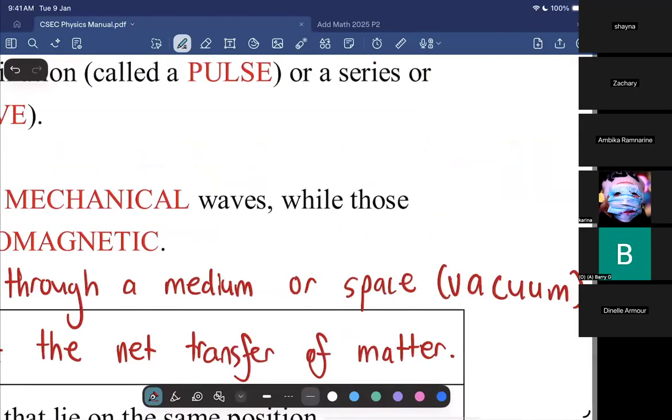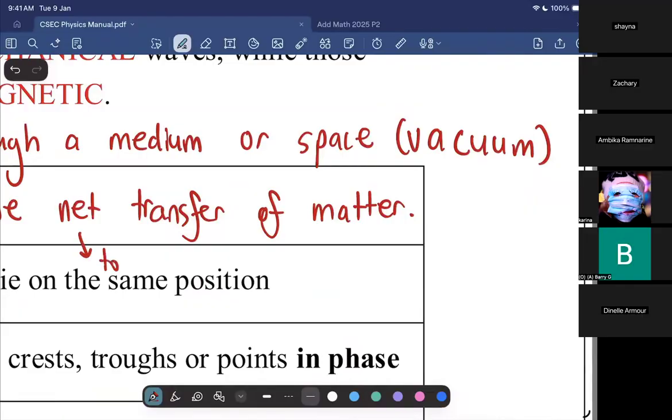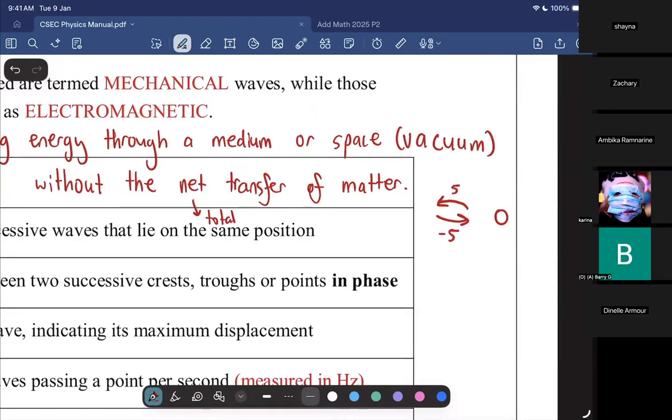Right. So when we talk about net, we're talking about total. We're talking about the total transfer. Imagine it moves in by 5, so we could call that -5, and then it pushes out with 5. What is the net transfer there? It moved in by 5, so -5, and it moved out by 5. What's the net transfer there? Total, 0. Yeah. And that would correspond to no transfer of matter. So, without the transfer of matter. Okay, thank you. No problem.